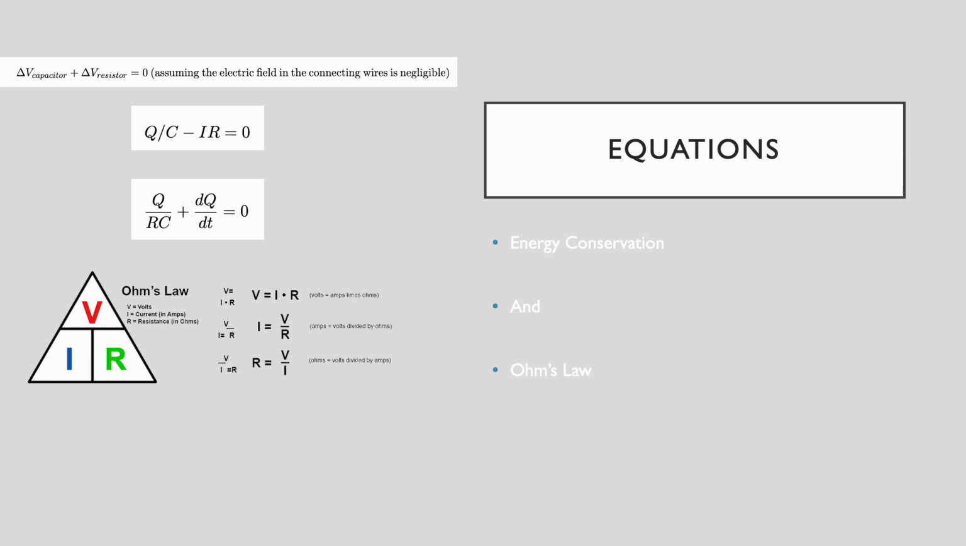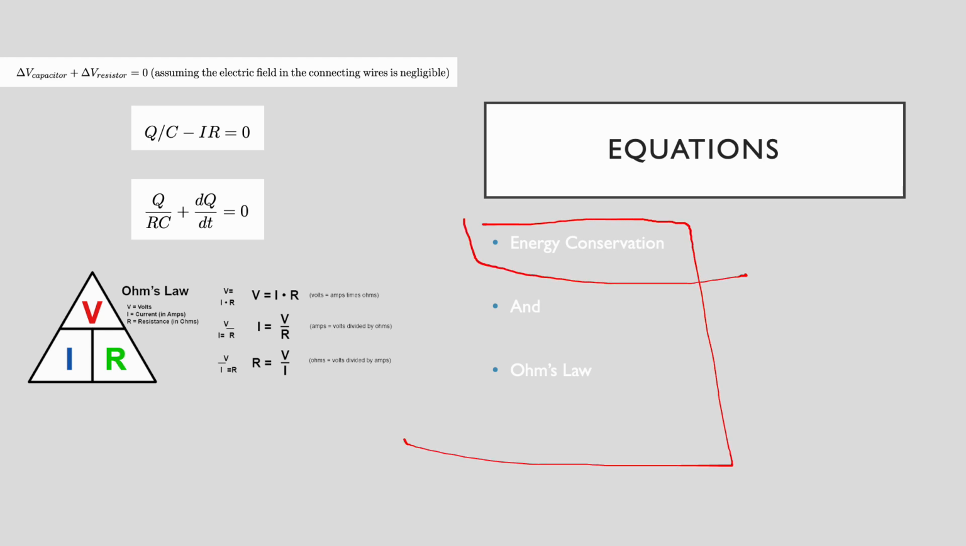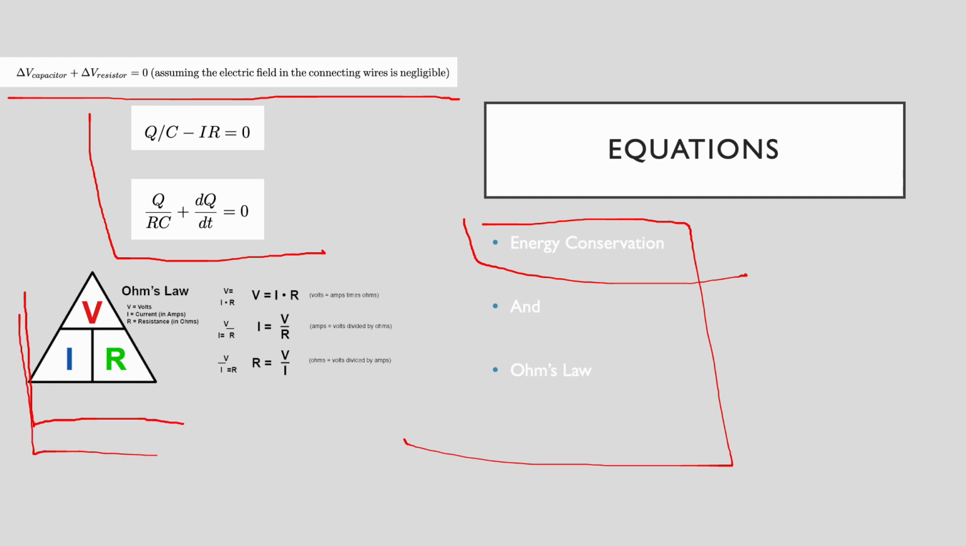So the equations that we'll be using are the conservation of energy and Ohm's law. Up here we have the conservation of energy in the form of potential difference, and those are three different ways to display that conservation of energy. And then below we have Ohm's law. Here's the pyramid of the relation between voltage, current, and resistance. So there are the three different ways you can interpret this pyramid for Ohm's law.